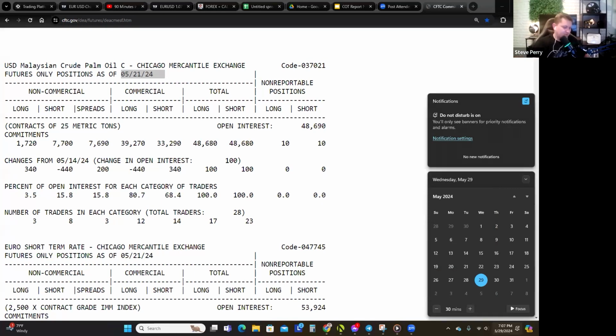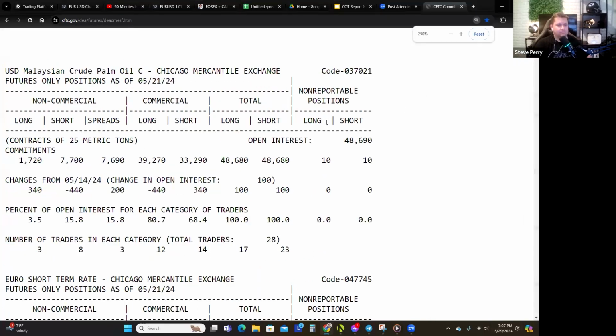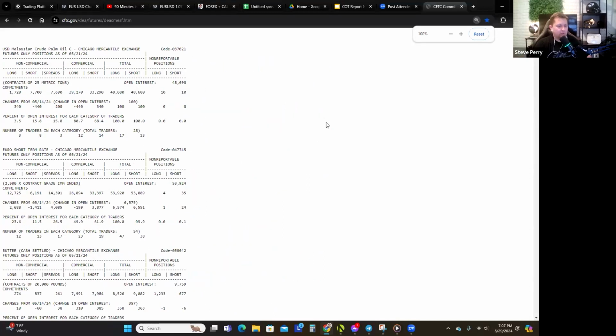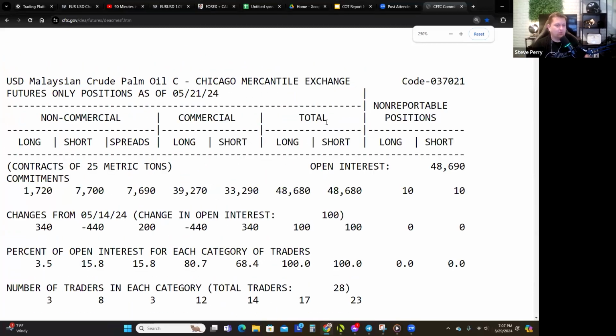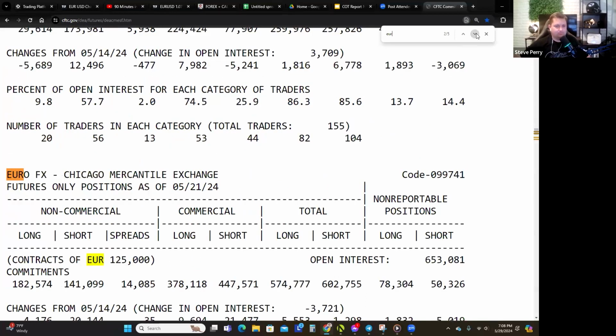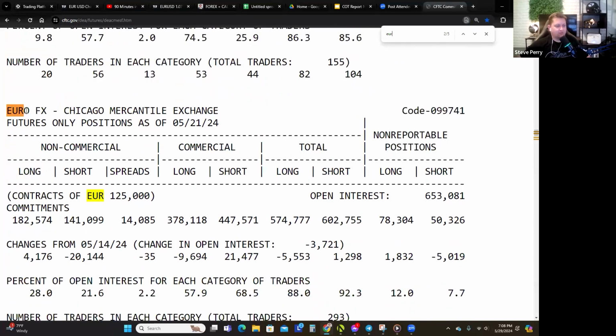The other thing you'll notice if you search through here, for example, I like to zoom in because it's actually kind of hard to read at just 100%. So I just do a Control Plus on my keyboard, and I can zoom in so it's easier to read. But if I do a Control F and I search for the euro, I can find the euro here. Right here it says Euro FX, for futures. So if I come here, you can see it says Euro FX, Chicago Mercantile Exchange. These are futures contracts as of the 21st of May, 2024.